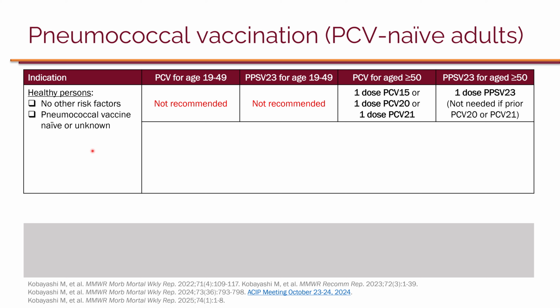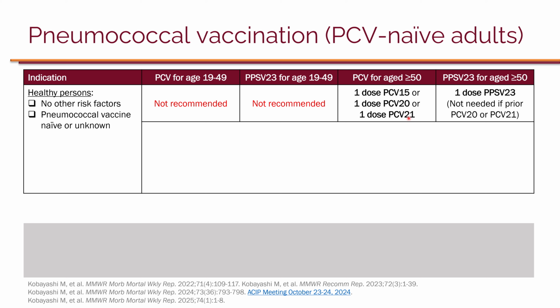So the first group is healthy people, and this is essentially people with no other risk factors. Since these people do not have risk factors, until they are 50 years old there is no recommendation for receiving pneumococcal vaccine. And then once they turn 50, it is recommended to receive 1 dose of a PCV vaccine. That could be either 1 dose of PCV 15, or 1 dose of PCV 20, or 1 dose of PCV 21.